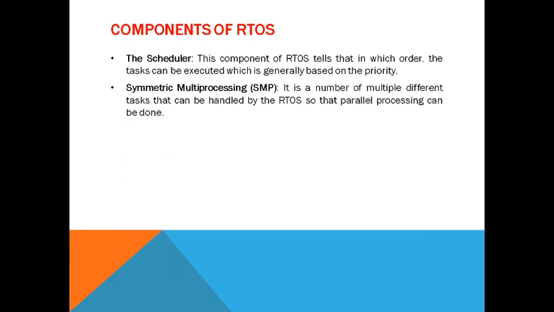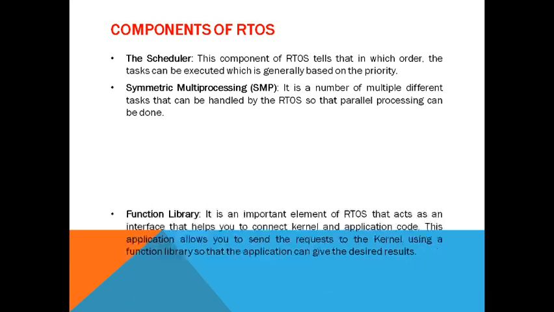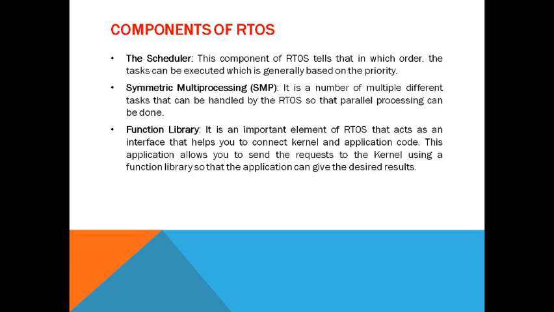Symmetric multiprocessing. It is a number of multiple different tasks that can be handled by the real-time operating system so that parallel processing can be done. Function library. It is an important element of RTOS that acts as an interface that helps you to connect kernel and application code. This allows you to send the request to the kernel using a function library so that the application can give the desired result.